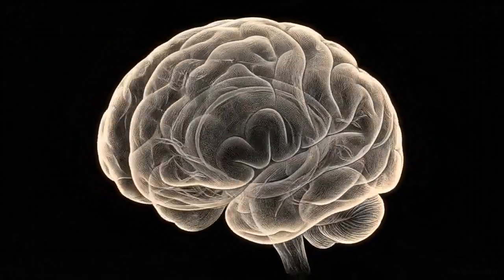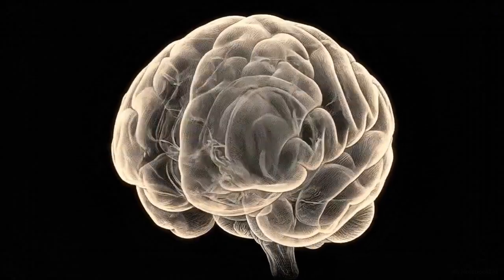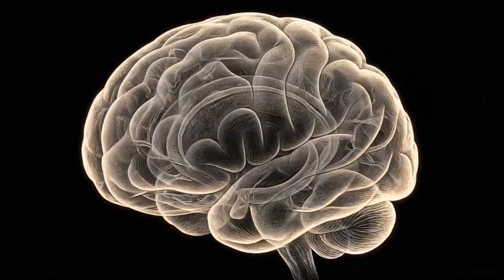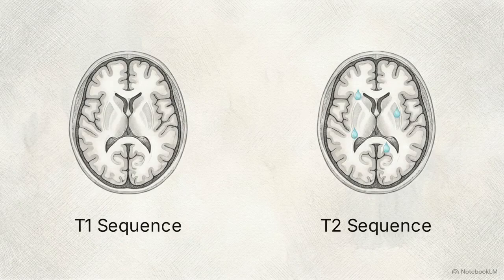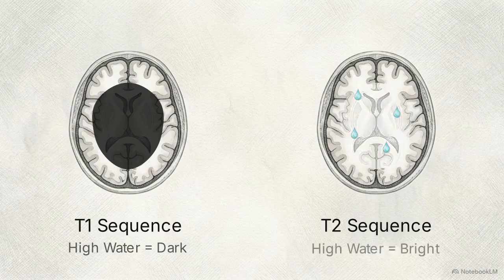The infant brain displays signal characteristics that are the inverse of an adult brain. This appearance is driven by the physical composition of immature myelin. Because infant myelin holds a high volume of water and very little fat, it registers as dark on T1 sequences and bright on T2 sequences.